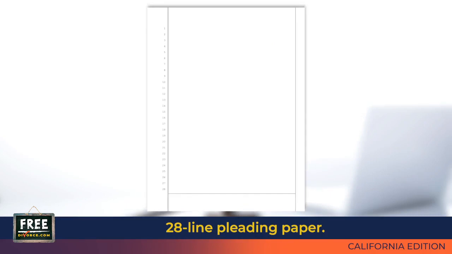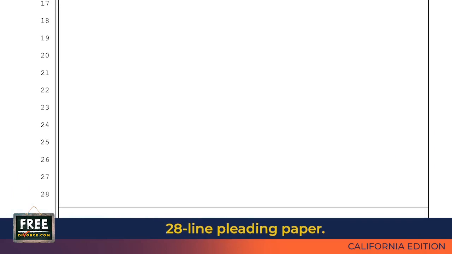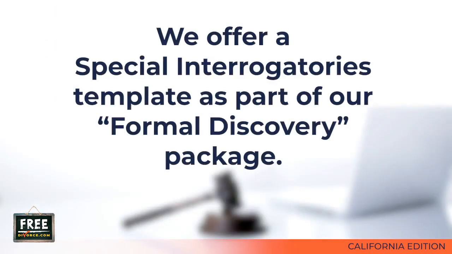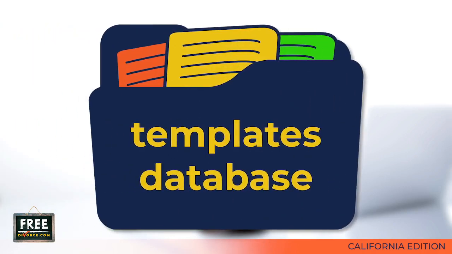If I don't have 28-line pleading paper and I don't know how to draft a proper special interrogatory question, what do I do? We offer various discovery documents in a template form, including a special interrogatory template. The templates will print on 28-line pleading paper. You can use the various templates to draft your own formal discovery documents. The package of discovery document templates are available for purchase for a nominal charge. We will discuss how to access the discovery templates package at the end of the next video.